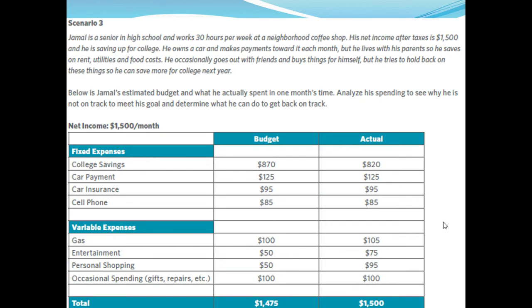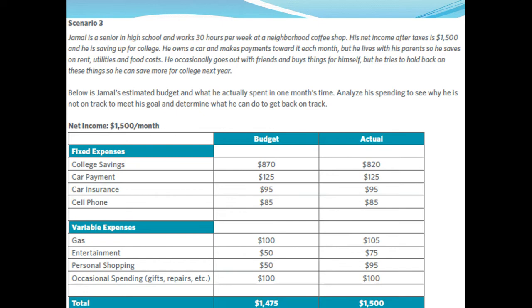So where is Jamal losing some money? There's some money lost here on entertainment, some money lost on personal shopping, a little bit lost right here on gas. I don't know. I think I might tell Jamal to relax. I think Jamal's doing an awesome job saving $820 per month for college, and I'm not mad at Jamal for spending an extra $45 a month on personal shopping and an extra $25 a month on entertainment. I'm not mad about that. So Jamal's doing a good job. If he wants to be very particular, he could cut some money there.